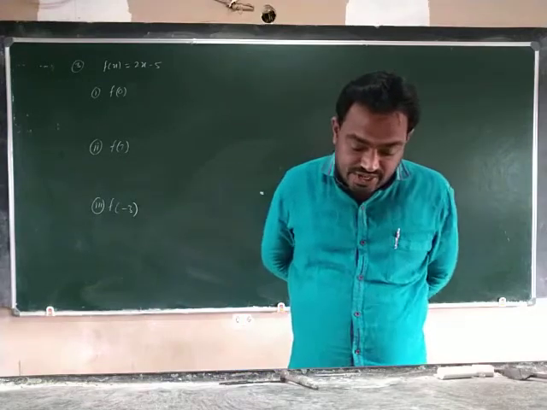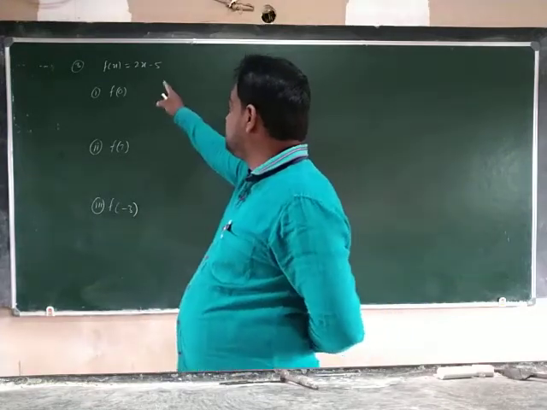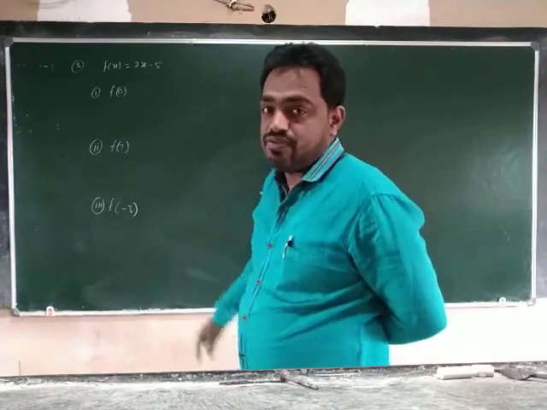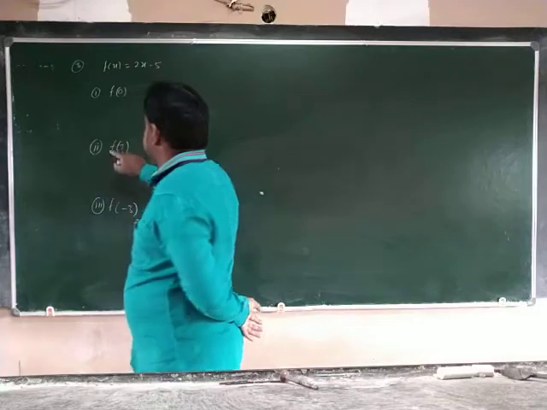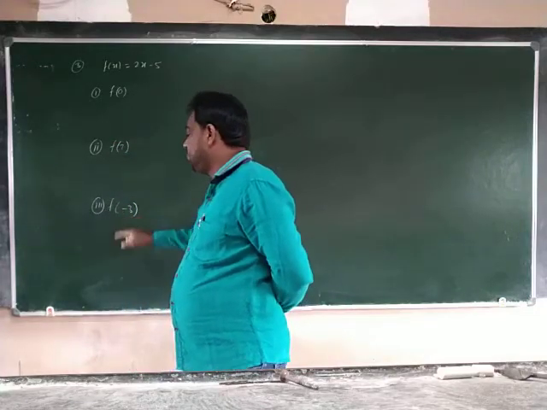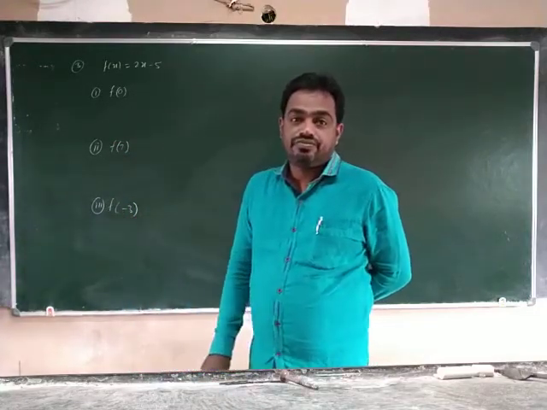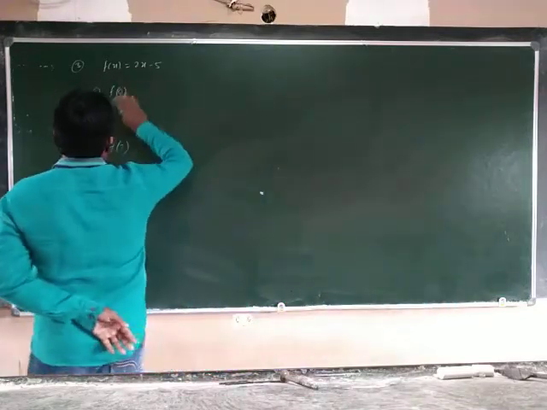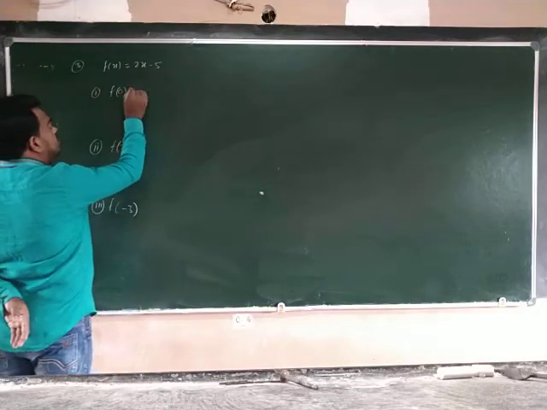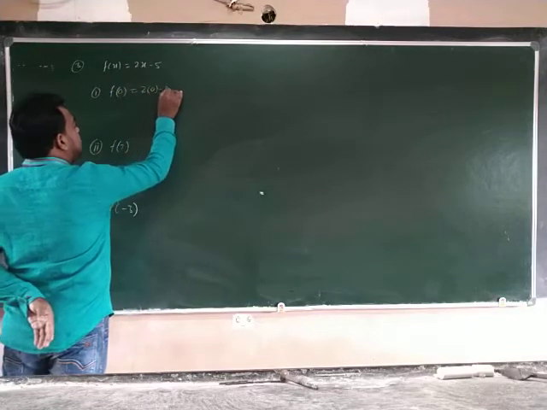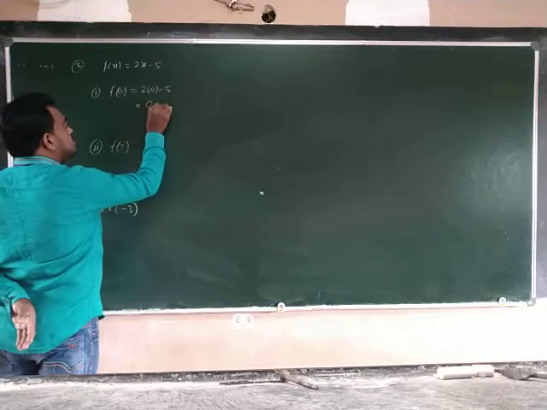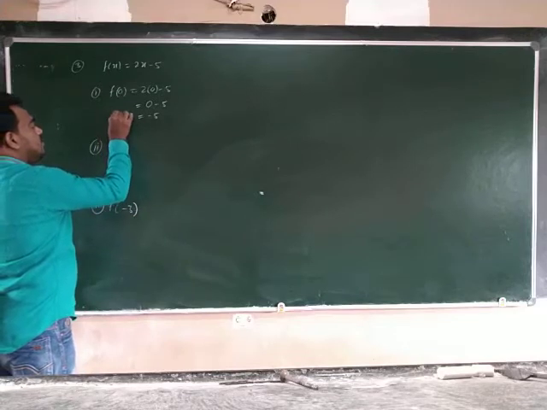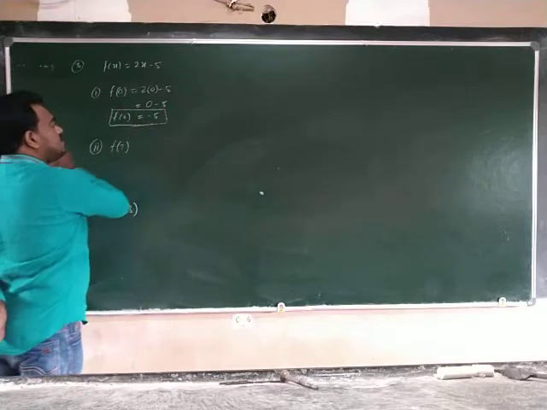A function f is defined by f of x is equal to 2x minus 5. Write down the values of first f of 0, second f of 7, third f of minus 3. Very simple question, we just substitute these values in place of x. We substitute 0: 2 into 0 minus 5, 2 into 0 is 0, 0 minus 5 is minus 5. So f of 0 is minus 5.